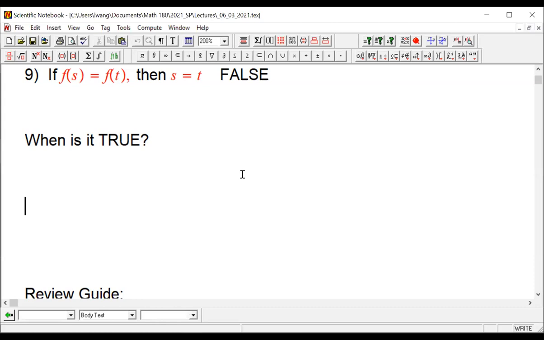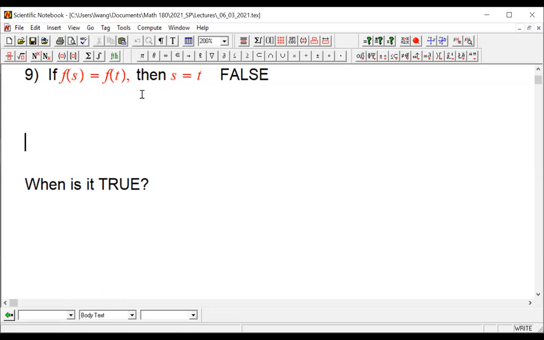The definition of function says if the inputs are the same, of course the output is the same, because the output has to be unique in the definition. But if the output is the same, does that imply the inputs are the same? And we have numerous examples. When we were talking about exponential and logarithm functions, we were solving those equations. We have actually used some of these facts.